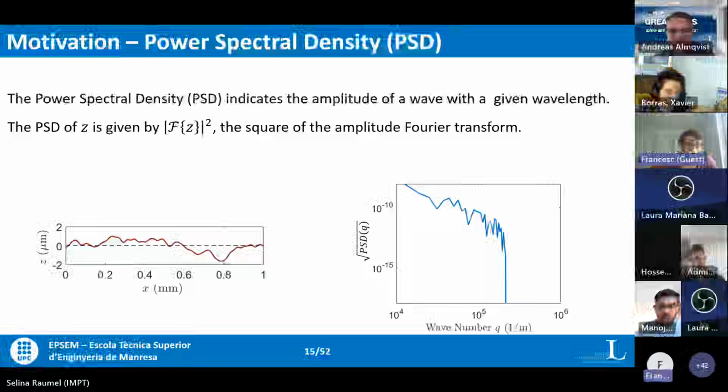And we will see that for the algorithm, it's actually more convenient to work with the square root of the power spectral density, so just with the absolute value of the Fourier transform. And that's basically because in this way we skip squaring and taking the square roots all the time.